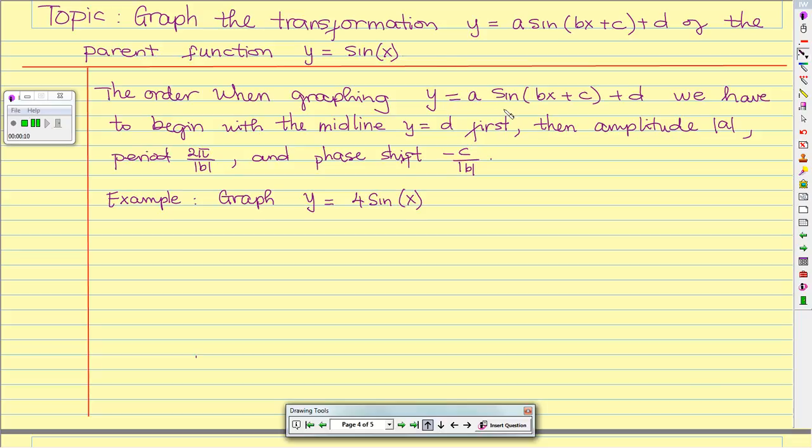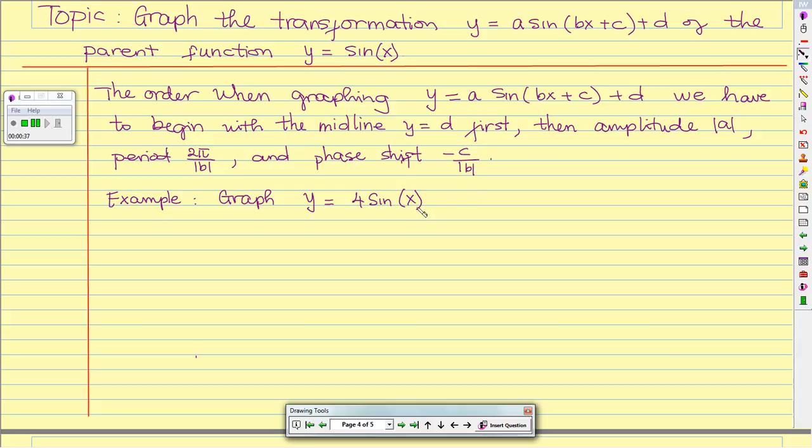In order to graph the transformation y equals a sine of bx plus c plus d, we have to begin with the midline first, which is y equals d, then the amplitude, which is the absolute value of a, and then the period, which is 2 pi divided by the absolute value of b, and lastly will be the phase shift, which is negative c divided by the absolute value of b.